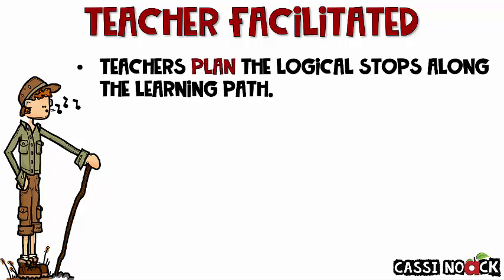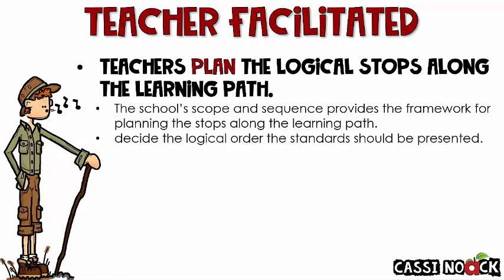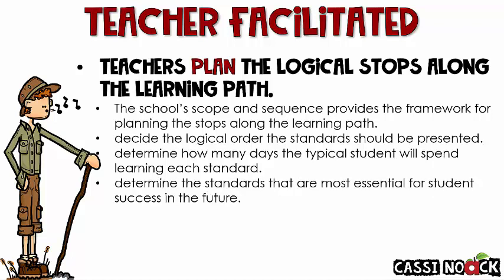So first off, the teachers plan the logical steps along the learning path. So they look at the scope and sequence, and that provides the framework for planning all of the stops that the students will make as they're working through their learning path. If there isn't a scope and sequence, then the teacher can just decide the logical order that the standards should be presented, and they need to think about how many days it will take for the students to learn that standard. The teacher also must determine which standards are the most essential for student success in the future.